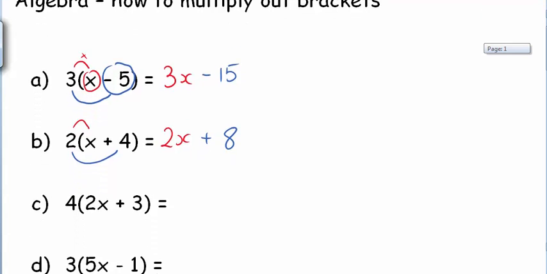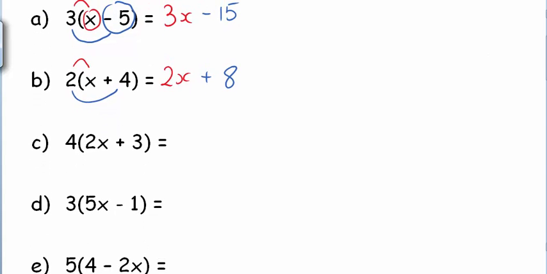Okay, what if we've got a bit more complicated terms? 4 times 2x. Now 4 times 2 itself is 8. I've also got the x, so I can't forget about this. And then 4 times positive 3 is positive 12. Try the next one yourself. The solution comes in 5 seconds.